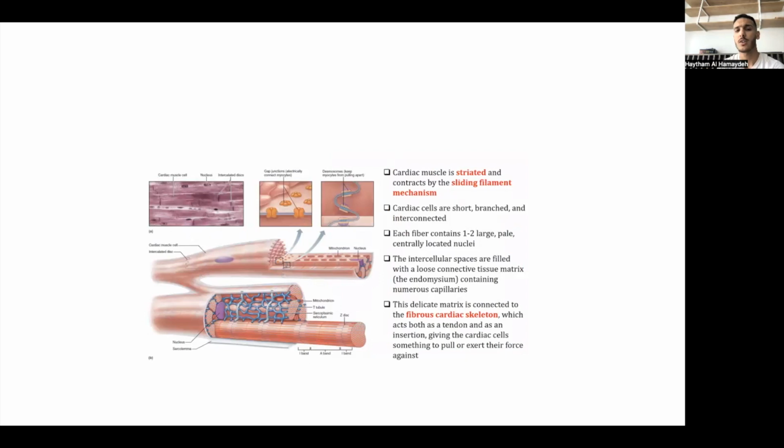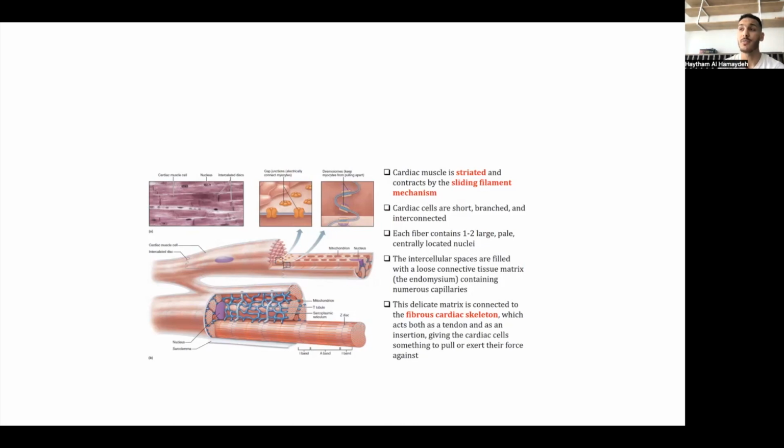Okay, so the cardiac muscle is striated. It has a sliding filament mechanism. The cells are short, branched, and interconnected. They have pale, centrally located nuclei. The interstitial spaces filled with connective tissue have many capillaries. And it has a fibrous cardiac skeleton, which acts both as tendon and as an insertion, giving the cardiac cells something to pull on, to exert their force against.